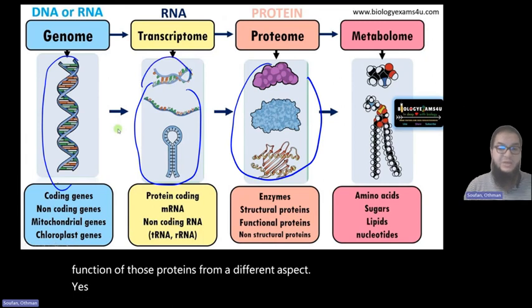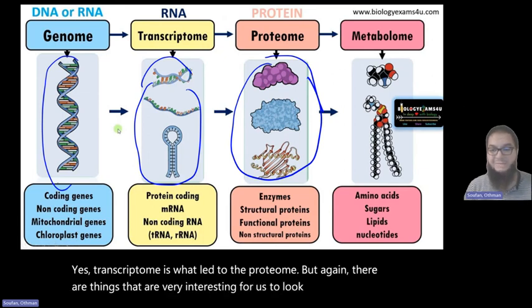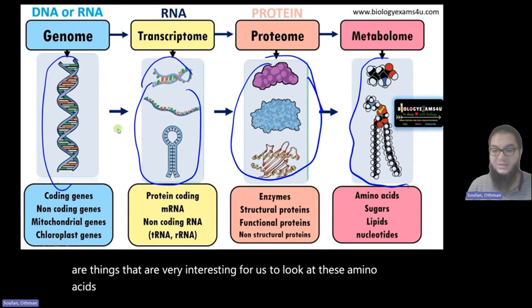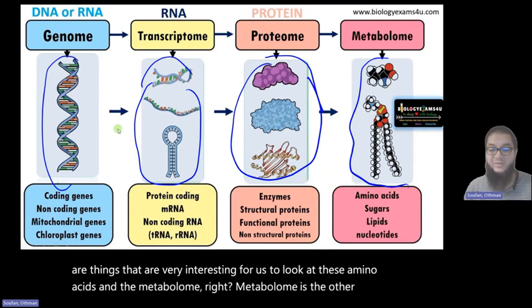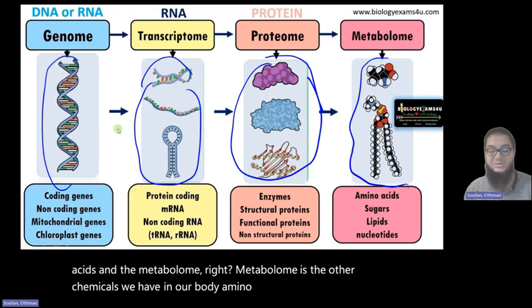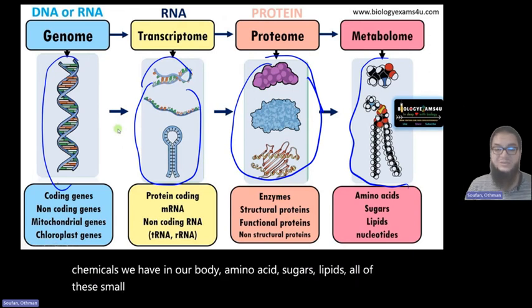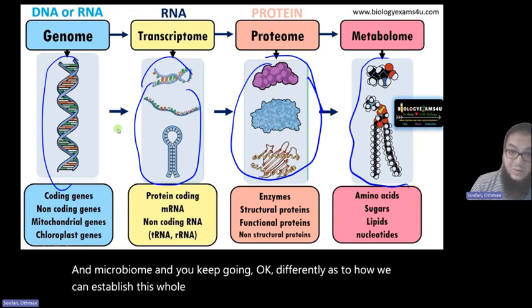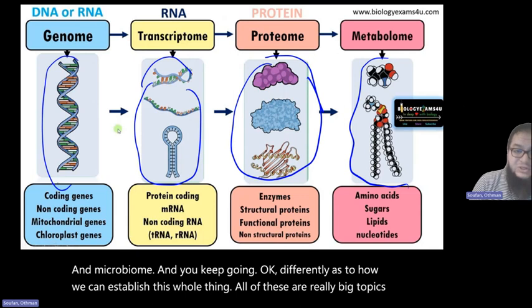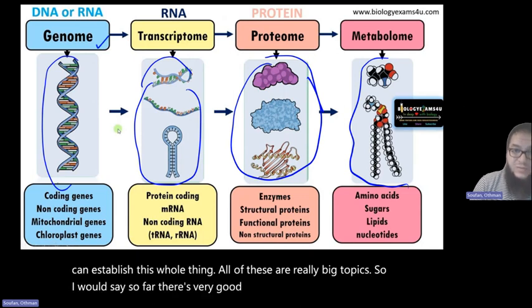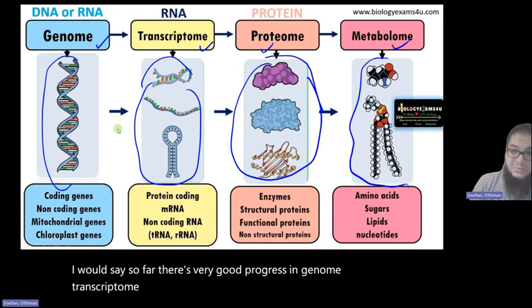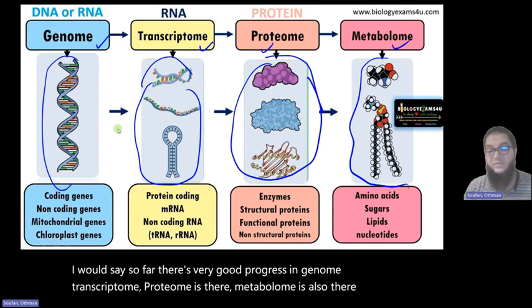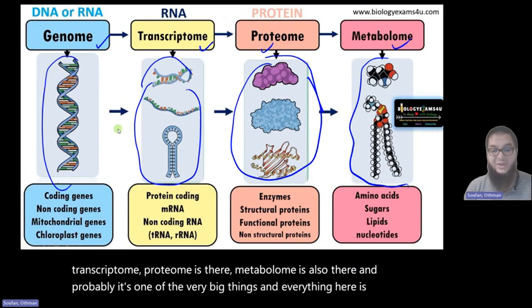Yes, the transcriptome is what led to the proteome, but again, there are things that are very interesting for us to look at, these amino acids and the metabolome, right? The metabolome is the other chemicals we have in our body: amino acids, sugars, lipids, all of these small chemicals. And the microbiome, and you keep going, okay? Different layers into how we can establish this whole thing. All of these are really big topics. So I would say so far there's very good progress in genome, transcriptome, proteome is there, metabolome is also there. And everything here is really a big thing, okay?